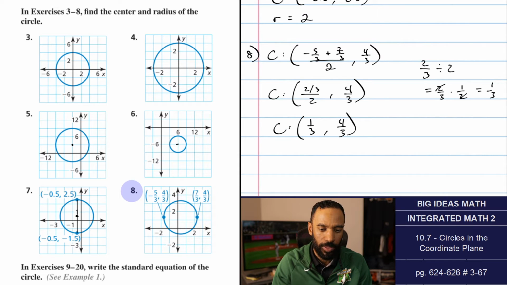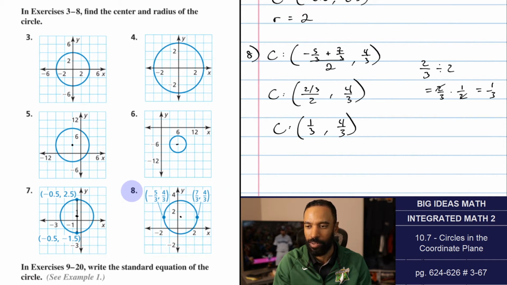So it's probably, if this is 1, 2, etc., 1/3 is probably a little bit like that. And then there's the 4/3 like that. So just kind of understanding that's the center.